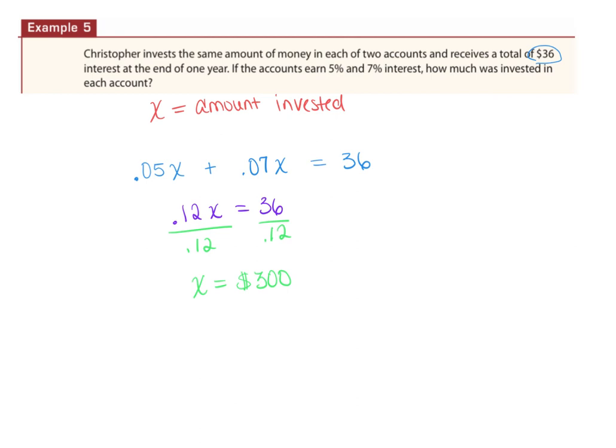You can figure out if that's true. Do 5% of 300. Do 7% of 300. Add them together, you should get $36. All right?